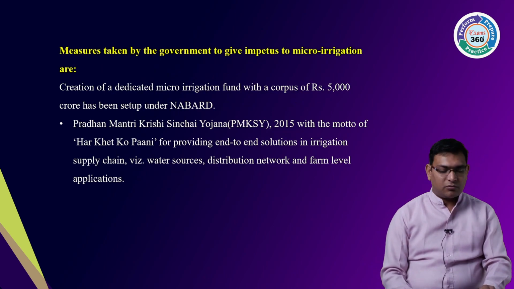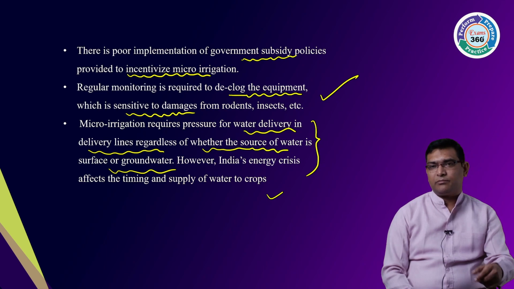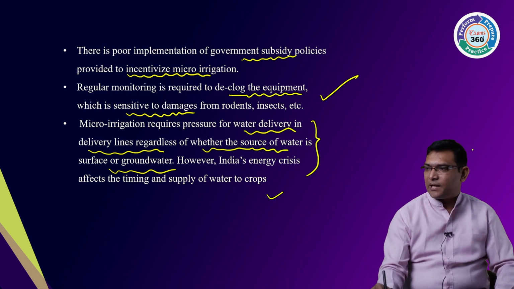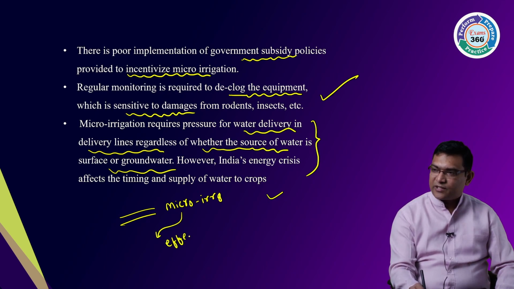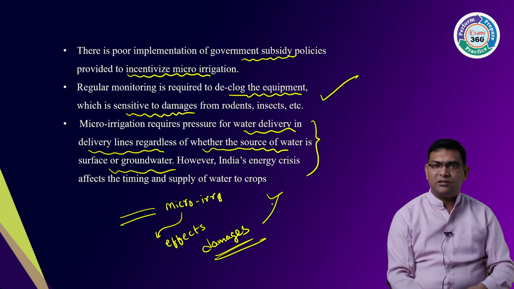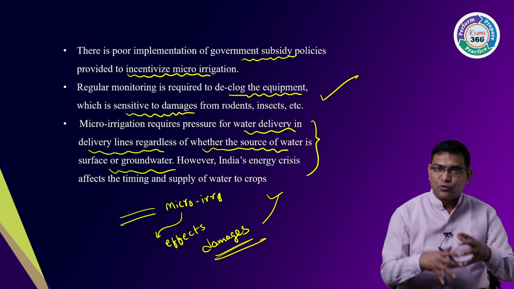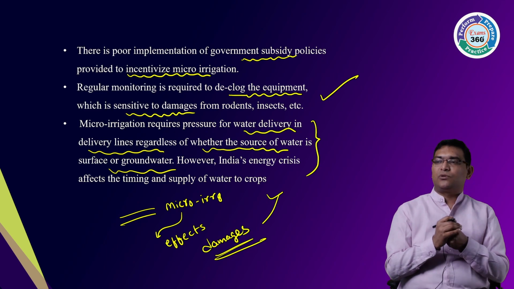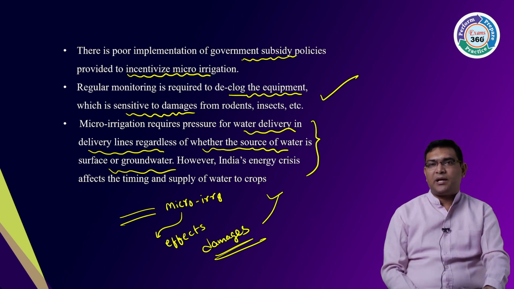So these are some of the reasons: one, high cost; two, government subsidies; and there is no regular monitoring. Generally, if you construct these pipelines for micro irrigation, they get affected by damages, caused by animals or by human beings, anthropogenic damage. Micro irrigation requires huge pressure, and to deliver that pressure you require energy or electricity. So that is one reason why micro irrigation has not penetrated deeply into India.